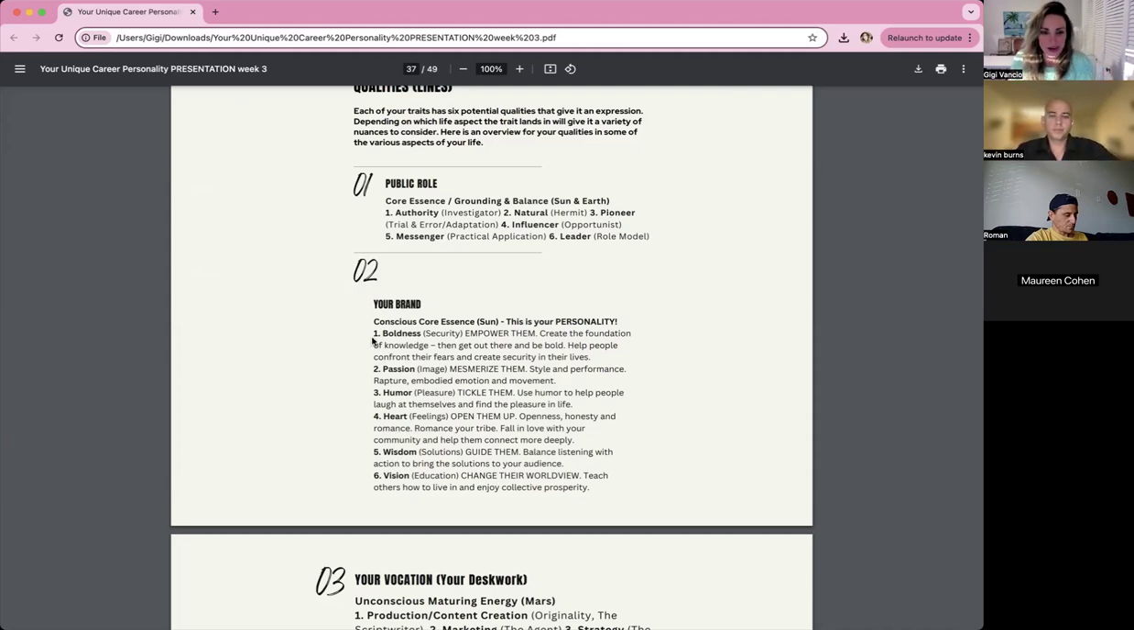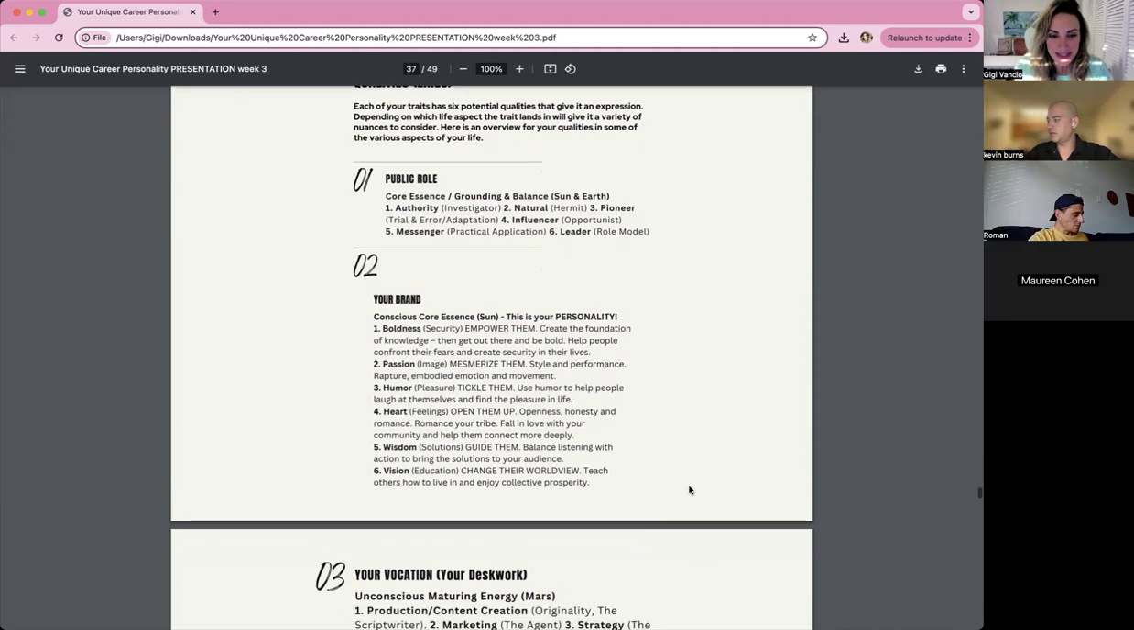Okay, so line 1 is boldness, 2 is passion, 3 is humor, because again, 3 is a lot of trial and error. So you get to laugh at yourself with all the trial and error. Like my ex was a 3-5, and there was a lot of error with that line 3. All good though. We learn how we learn. 4 is heart and feelings, 5 is wisdom and solutions, and 6 is vision and education and changing their worldview.